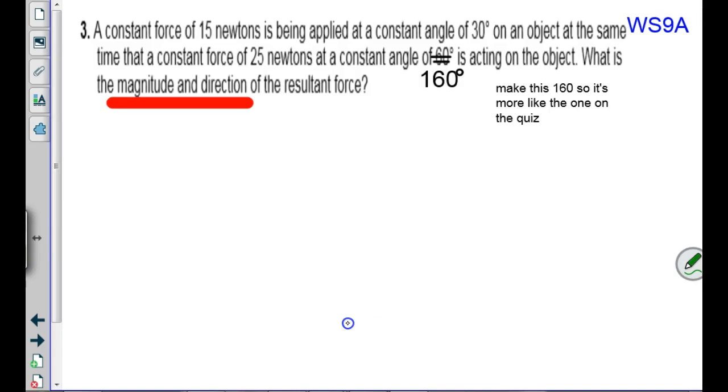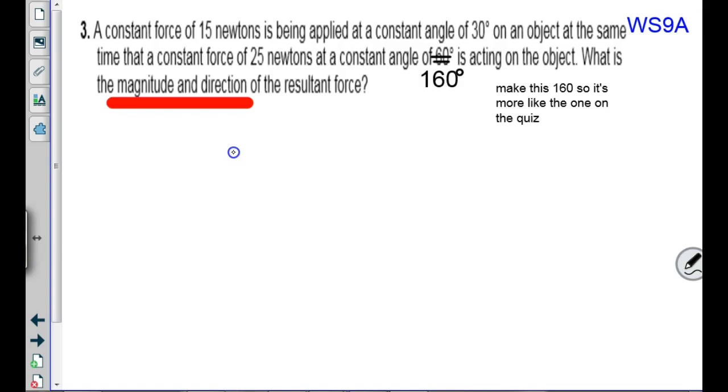This is 9A, number 3. Could you change this to 160 degrees because it's more like the quiz? Right here, it says constant angle of 60. The quiz has one that's in quadrant 2, so change it to 160, okay? I'm trying to help you out and do one more like the quiz. This is number 3 on worksheet 9A. Okay, this time there's no picture, I don't think.